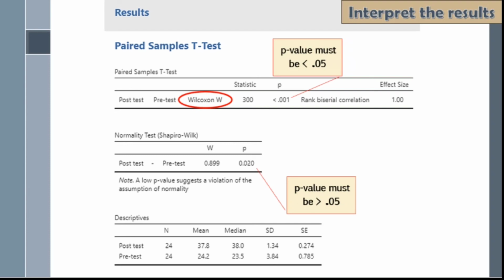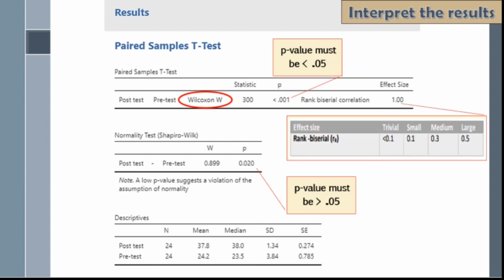In Wilcoxon's signed rank test, we use the rank biserial correlation. Here's the guide for interpretation. If you get less than 0.1, the effect size is trivial. If you get 0.1, the effect size is small. If you get 0.3, the effect size is medium, and if you get 0.5, the effect size is large. For the descriptive statistics, instead of mean and standard deviation, the one that you should report is the median.